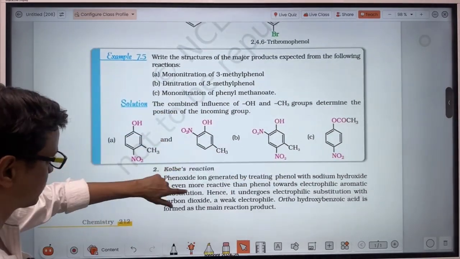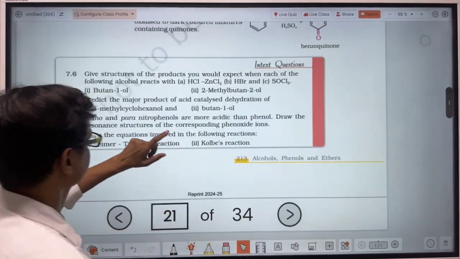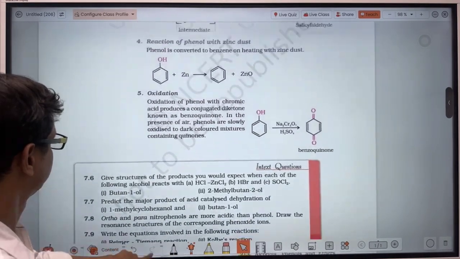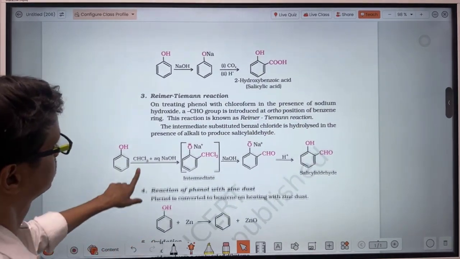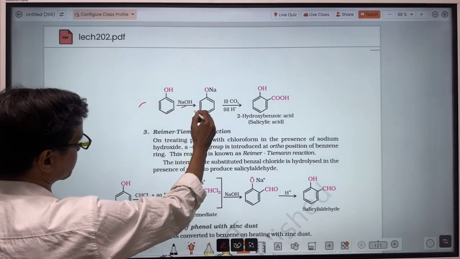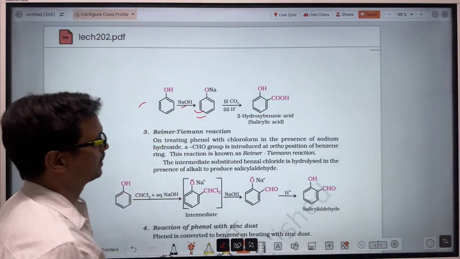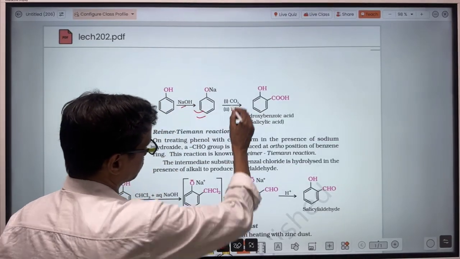About these questions we will discuss later on. Firstly, we go on to Kolbe's reaction. What happens in Kolbe's reaction? Here, firstly, phenol reacts with NaOH. So there will be formation of sodium phenoxide, and then this sodium phenoxide will react with CO2.